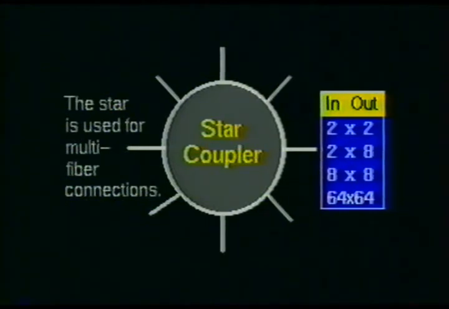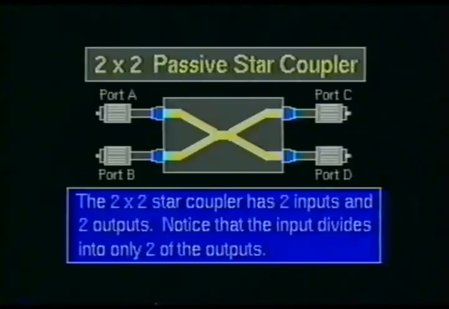A 2x8 would have 2 inputs and 8 outputs. An 8x8 would have 8 inputs and 8 outputs. A 64x64 would have 64 inputs and 64 outputs. The first number represents the number of inputs, and the second number represents the number of outputs.